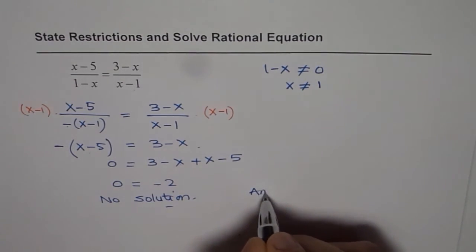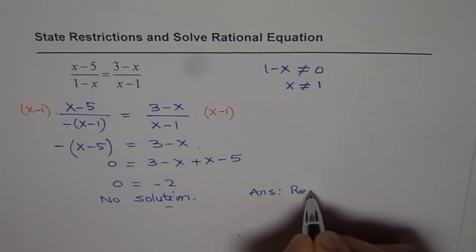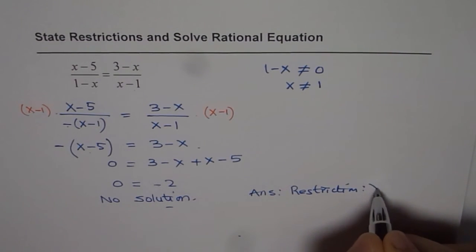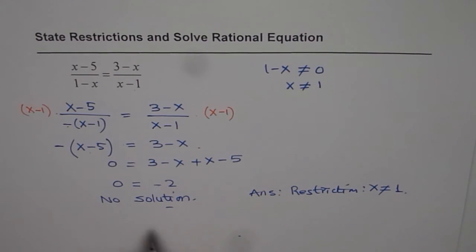So our answer here is, as far as restrictions go, that x is not equal to 1. And as far as the solution goes, we do not have any solution to this rational equation.